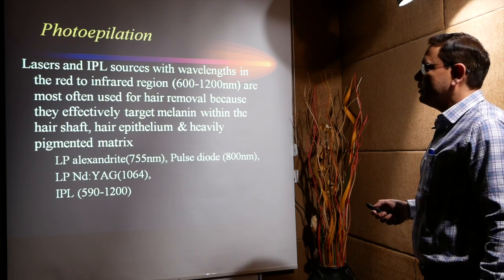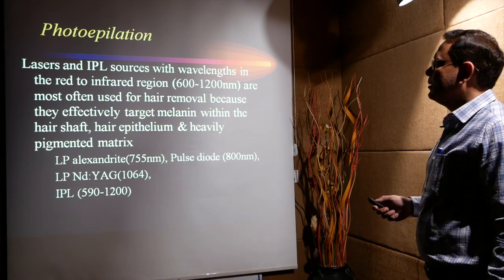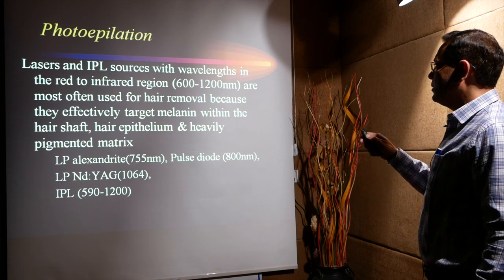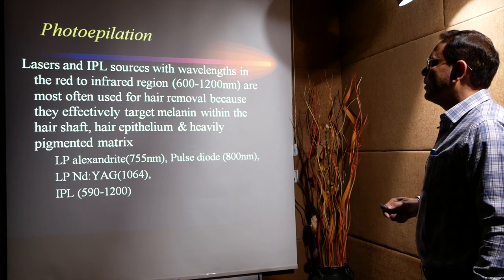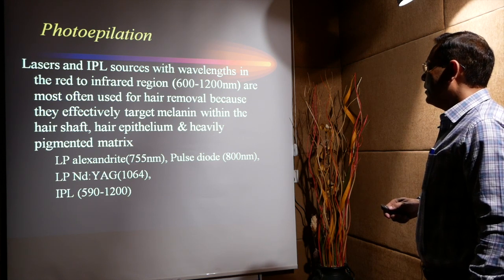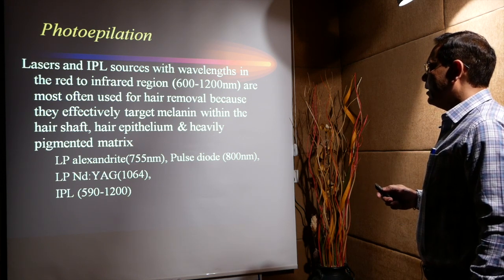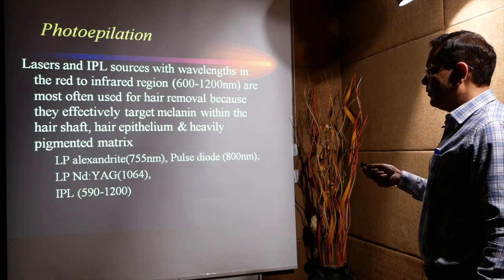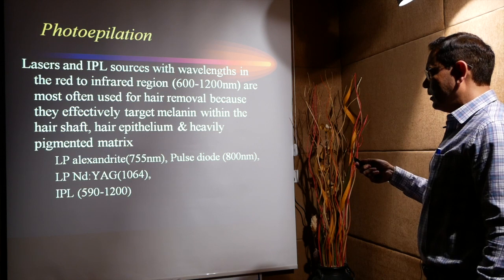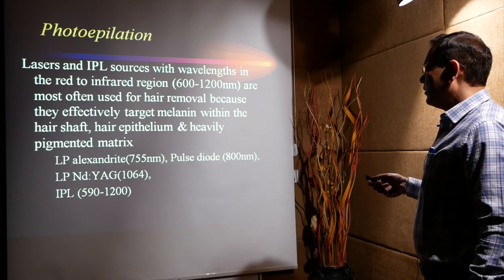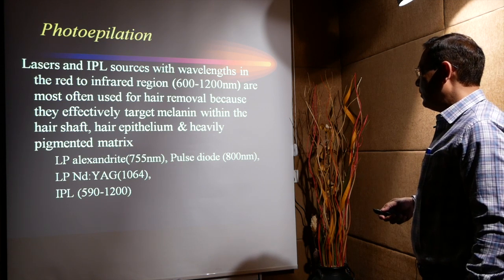Now photoepilation, that is the laser hair removal. So lasers and IPL sources with wavelength in the red to infrared region, that is 600 to 1200 nanometer, are most often used for hair removal because they effectively target melanin within the hair shaft, hair epithelium and heavily pigmented matrix. The common laser for hair removal are the long pulse alexandrite laser, that is 755 nanometer. Pulse diode is the commonest that we are using in India with our skin type.